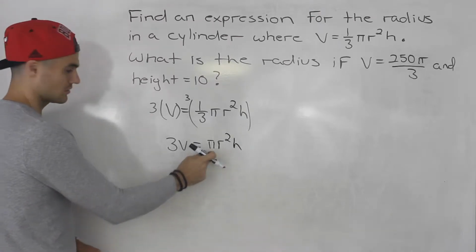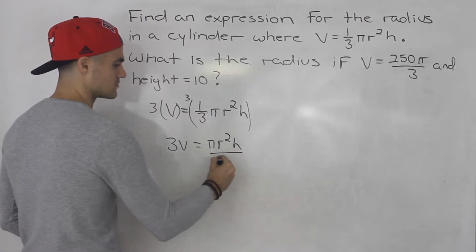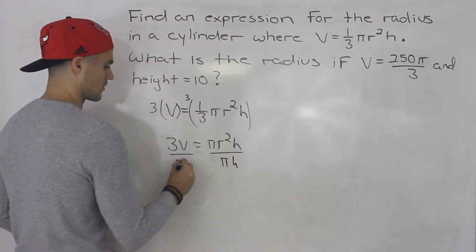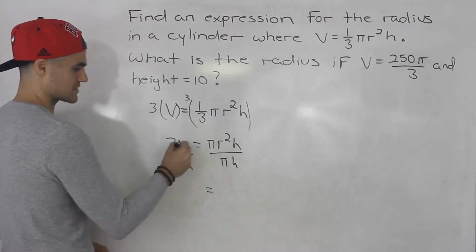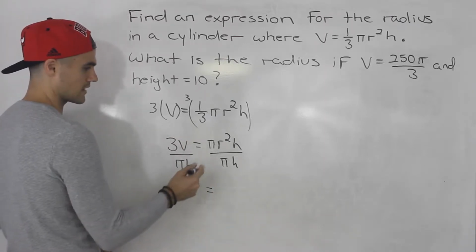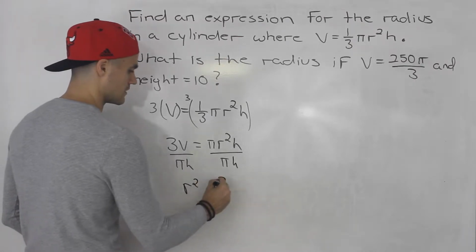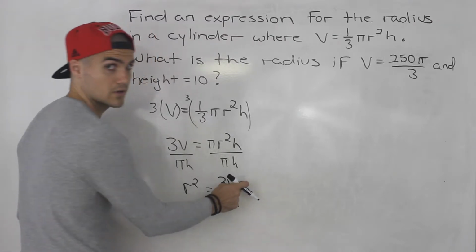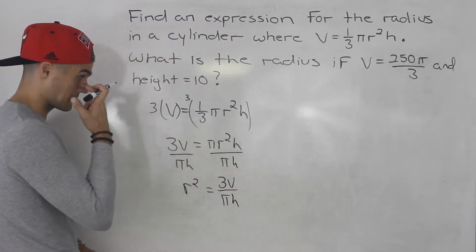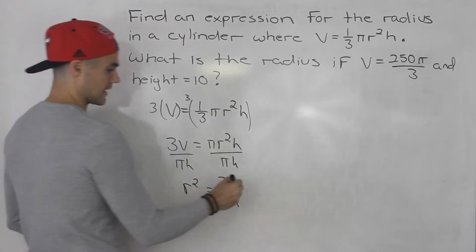Now to get this r by itself, first thing we're going to do is divide both sides by pi h. So we'll end up having r squared is equal to 3 times volume over pi h. So I'm just going to sort of flip these. I'm going to put the r squared on this side and then this on this side. You could have kept the r squared on the other side as well. Doesn't really matter.